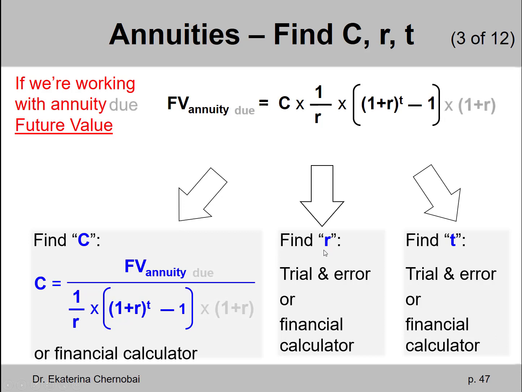Then to find the interest rate or the number of annuity payments, the easiest would be using the financial calculator and solving for IY, which is the interest rate, or N, which is the number of annuity payments. So let's now do a few examples.